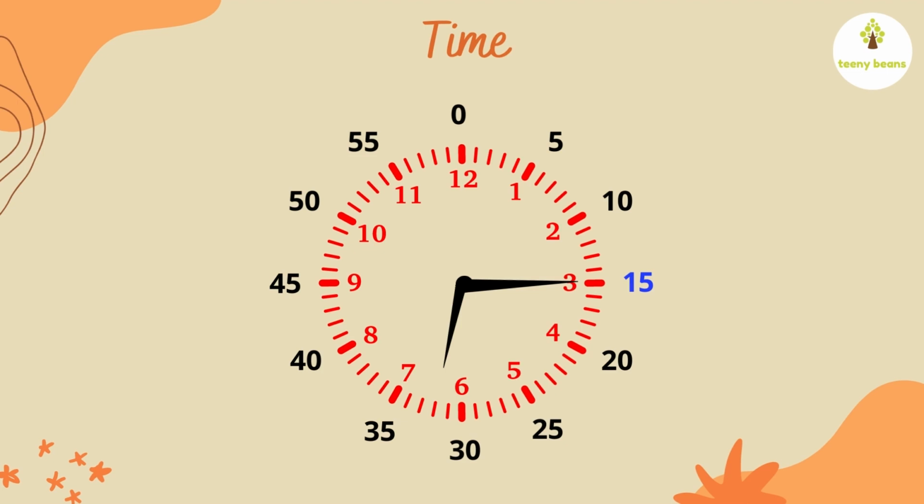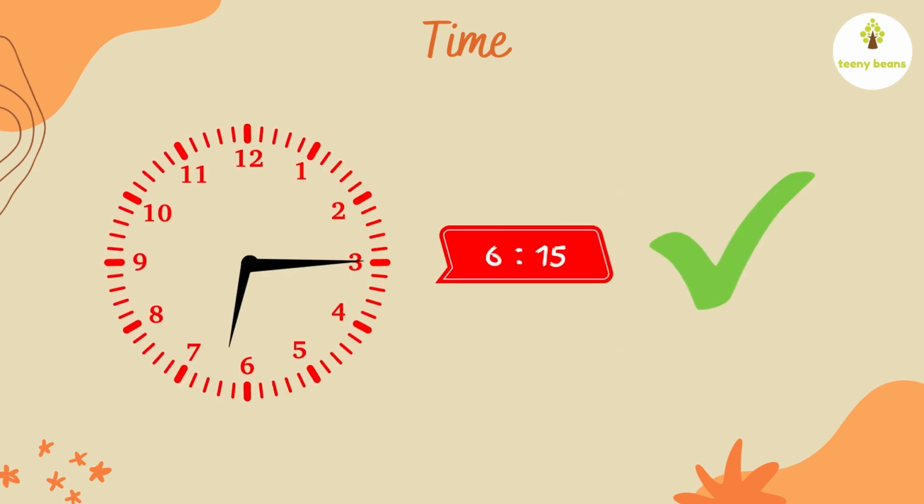So, with the minute hand on 3, how many minutes do you think it is? 15 minutes, isn't it? So the time must be 6:15. That means it is 6:15 on a digital clock, right? This means we are 15 minutes past 6. We can also say that the time is 6:15. Let's move on to the next example.